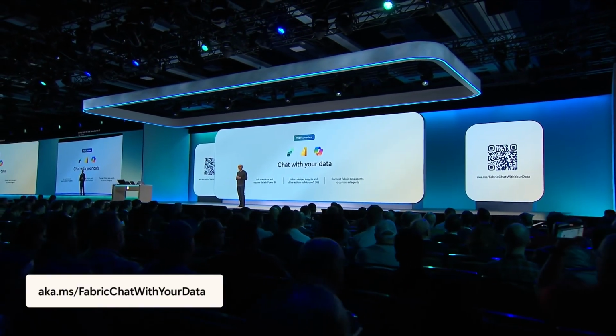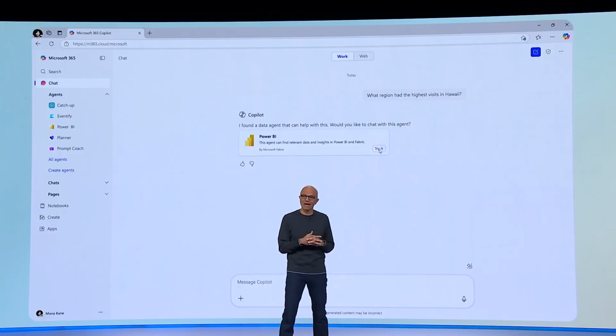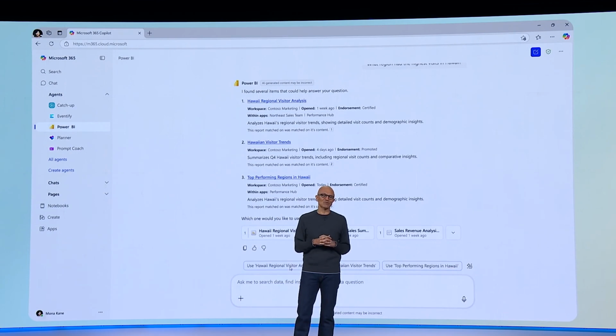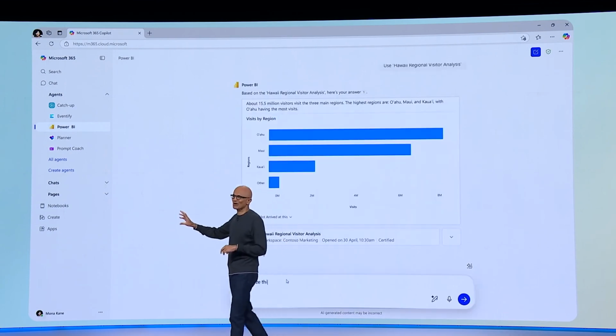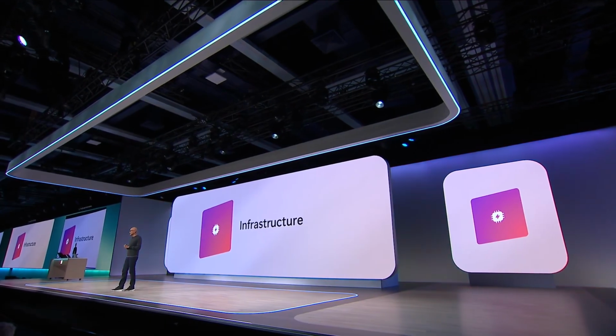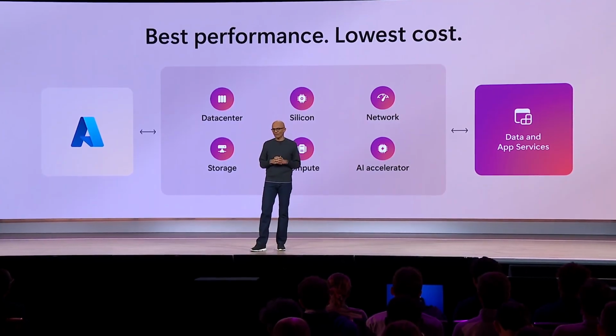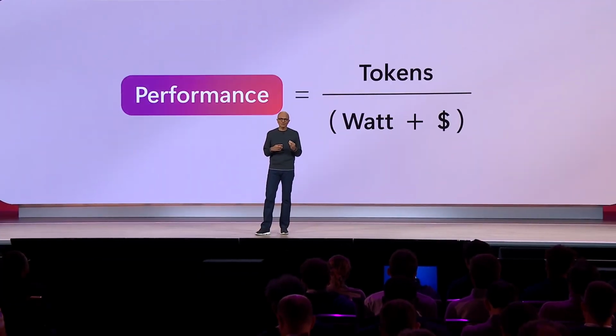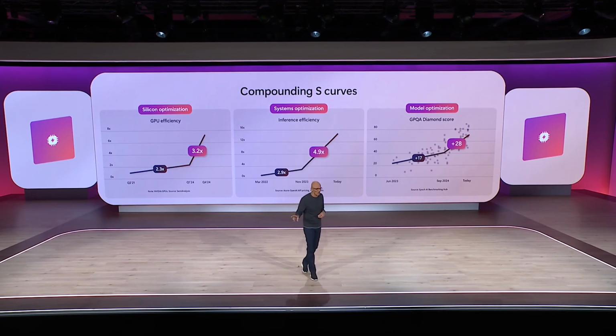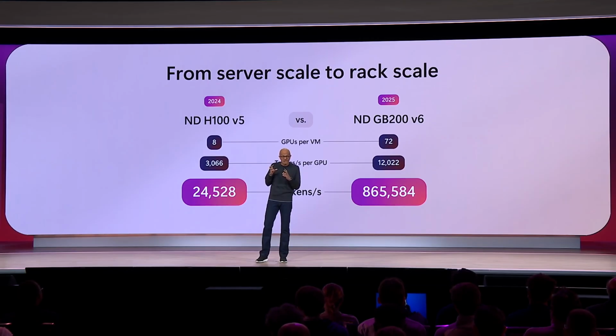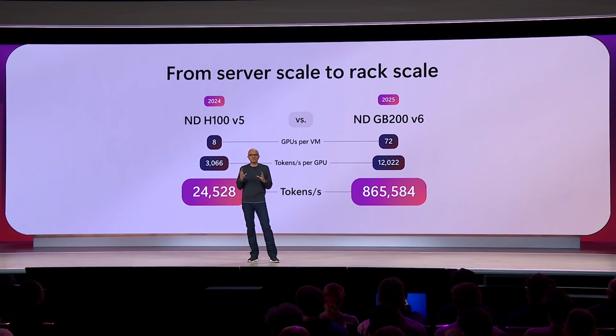Copilot in Power BI, chat with all of your data and semantic models. This agent with Microsoft 365 Copilot, semantic models, reasoning models on top. As a developer, the best AI experience for the next generation of AI workloads. The most tokens per watt, model optimization. Azure is the first cloud. Now Azure leads, 865,000 tokens per second. Tokens per dollar per watt.